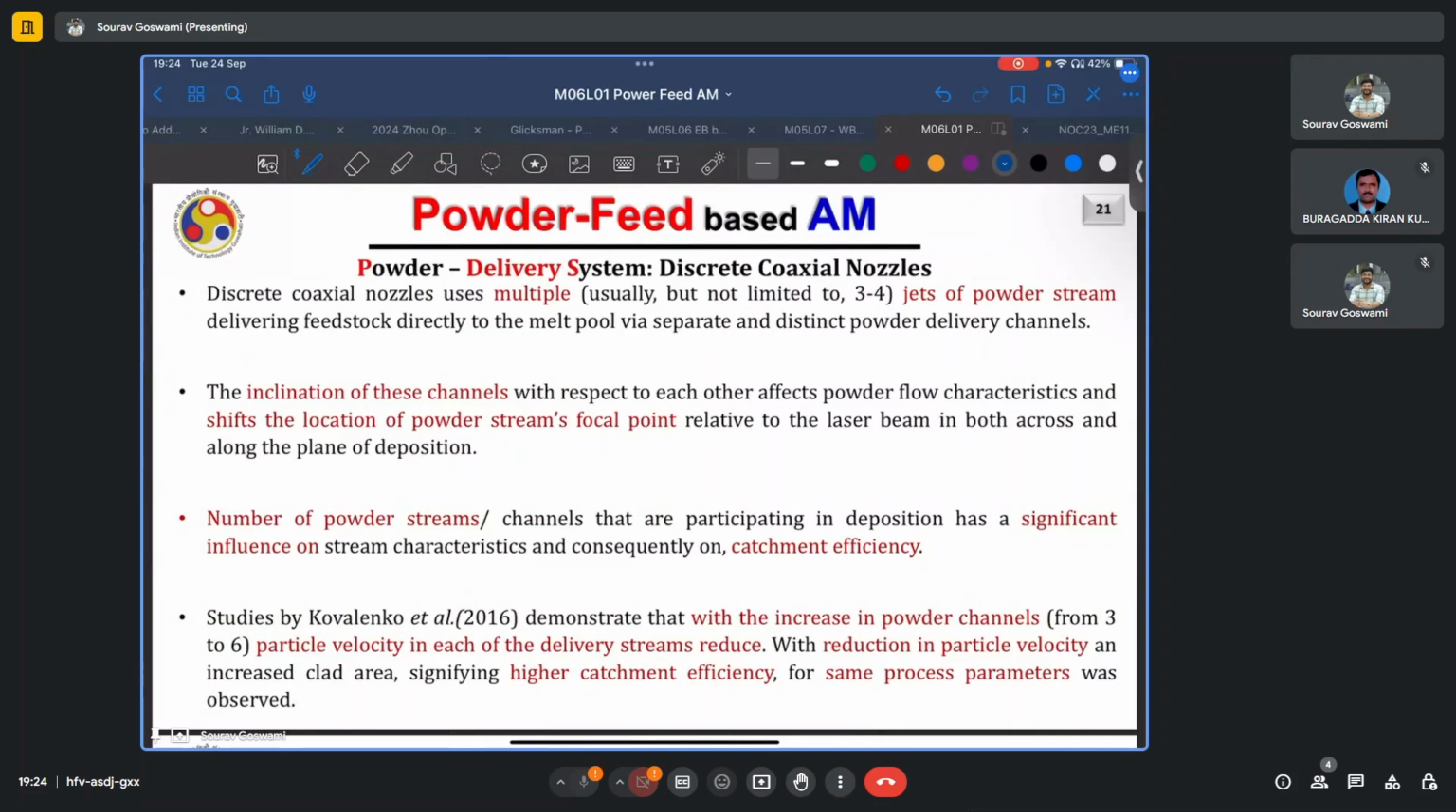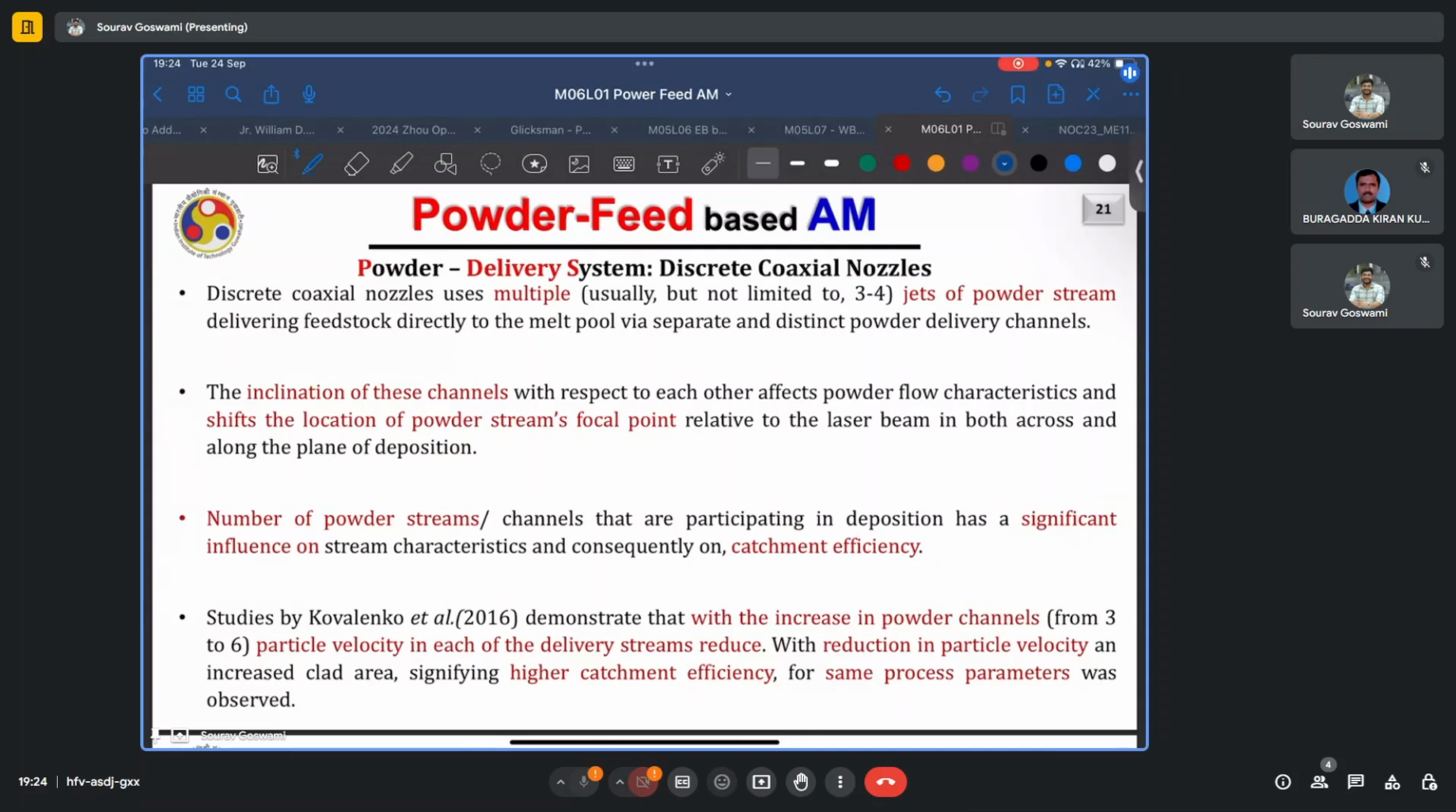Discrete coaxial nozzles use multiple, such as 3 or 4, jets of powder stream, and deliver the feed directly into the melt pool via separate and distinct powder delivery channels. The inclination of these channels with respect to each other will affect the powder flow characteristics and shift the location of the powder stream's focal point relative to the laser beam.